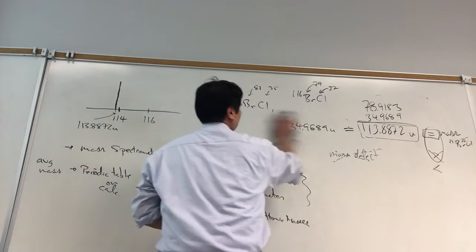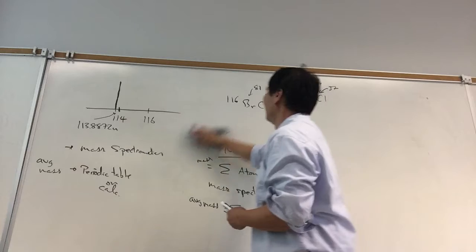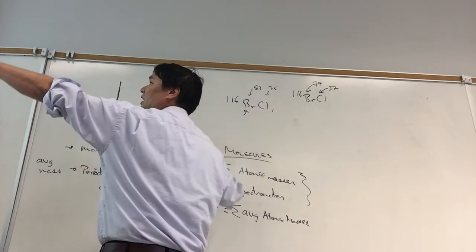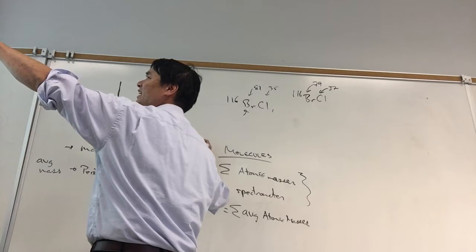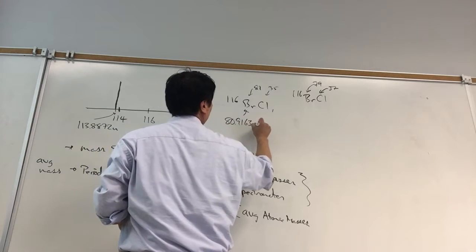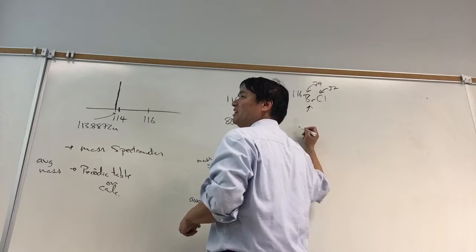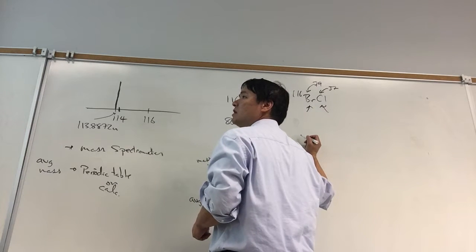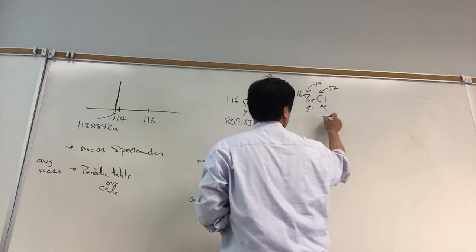Actually, let's go ahead and do this since you asked about this one. If I'm using bromine-81, bromine-81 is 80.9163. And then chlorine-35, we had that earlier. Bromine-79 we had up earlier. Chlorine-37 is 36.9658.